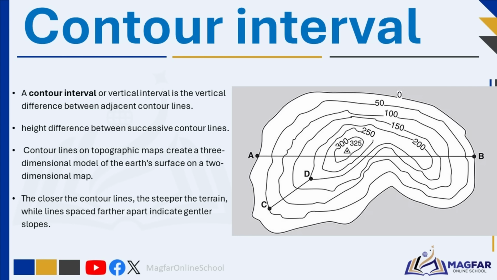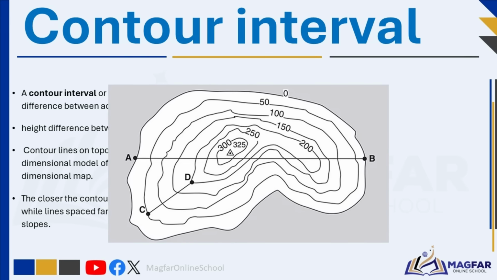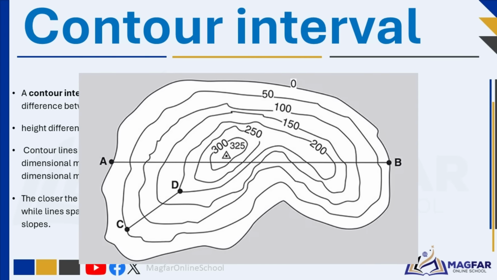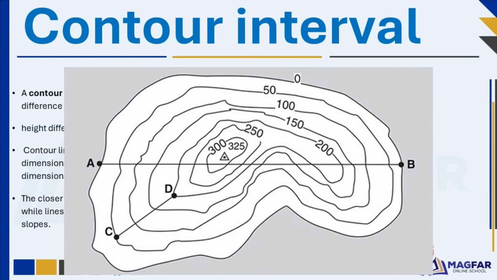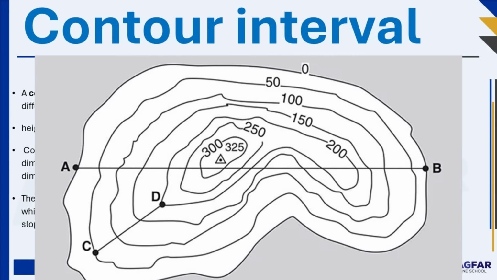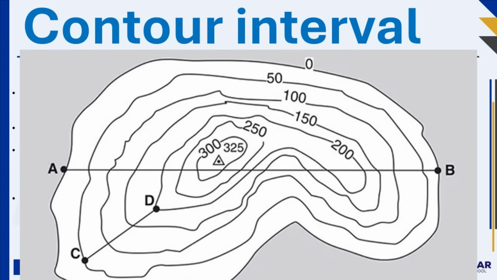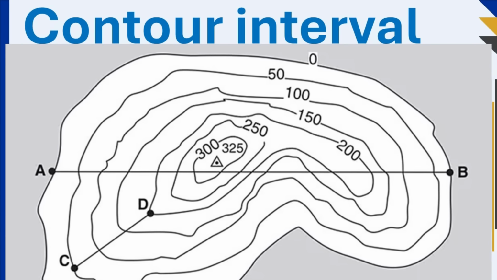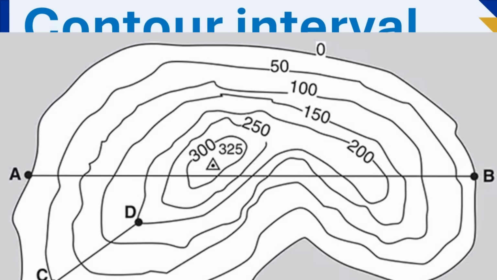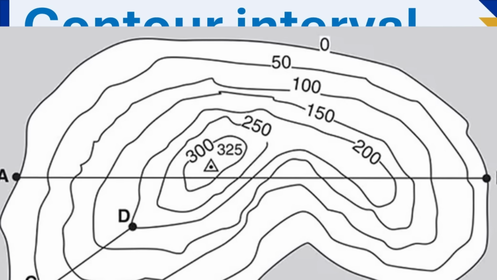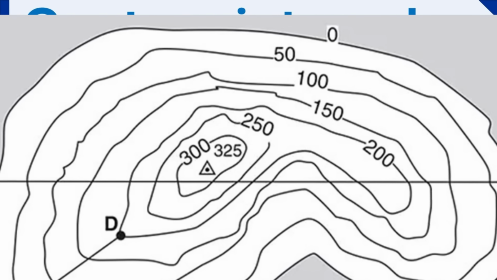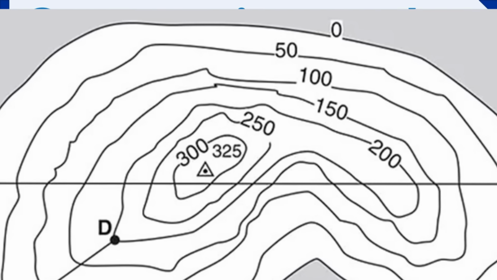The contour interval on this map refers to the vertical difference in elevation between consecutive contour lines. By observing the map, the contour lines are labeled with elevations such as 0, 50, 100, 150, 200, 250, and 300 meters. The difference between each consecutive line is 50 meters. This means the contour interval is 50 meters. The contour interval helps us determine the steepness of the terrain.